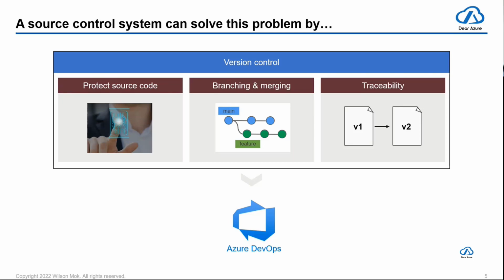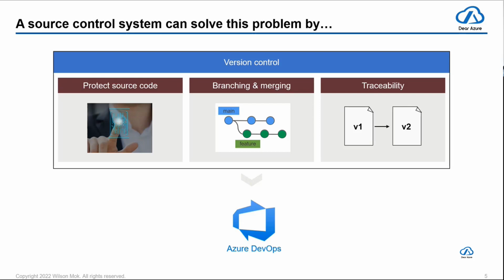The three main benefits we have here are, first, the ability to protect our source code. We will be storing our source code in a centralized service, so we don't have to worry about the source code being lost in a folder that's been hidden away somewhere, or someone accidentally moving it.